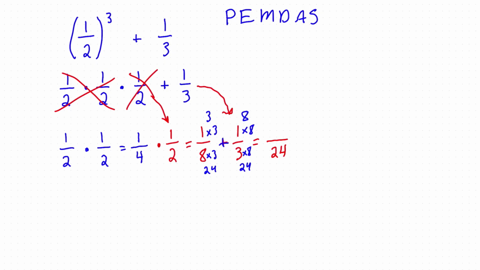We are adding those together. So 3 plus 8, we get 11 over 24. And that is not an improper fraction, so that it should be simplified, right? Well, we can look at it actually because we weren't doing multiplication. But it is simplified, so that is your answer.